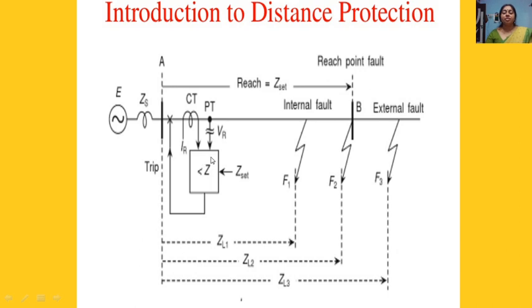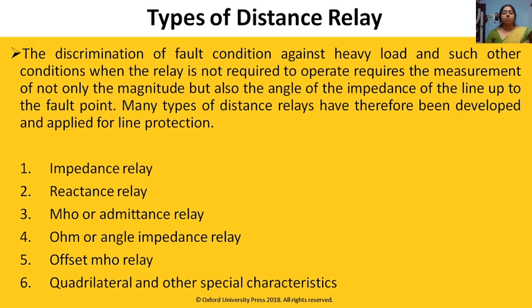This relay is called a distance relay because it measures V and I. If you take the ratio of voltage and current, it is Z, and Z contains R plus jX, resistance as well as inductance. So this relay is called a distance relay. It measures impedance. In the last lecture we have seen the reach of the relay, what is under reach and what is over reach. This we have already seen. Now we will switch over to the next types of distance relay.